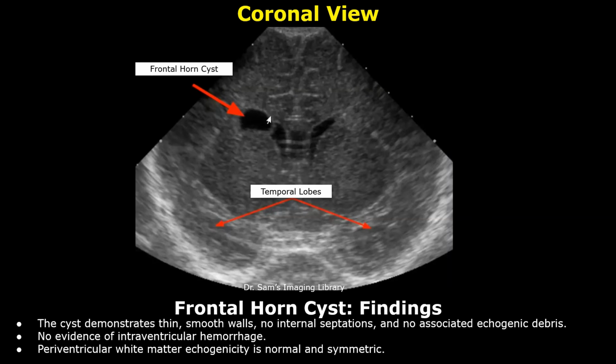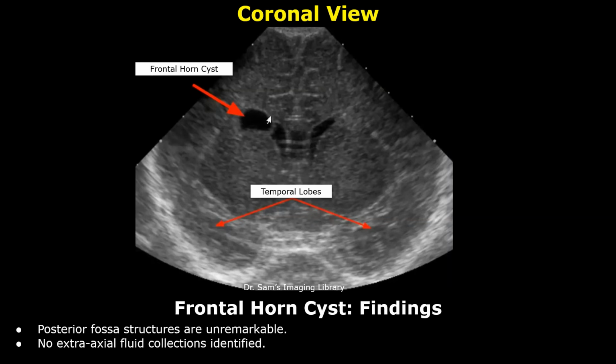The cyst demonstrates thin, smooth walls, no internal septations, and no associated echogenic debris. No evidence of intraventricular hemorrhage. Periventricular white matter echogenicity is normal and symmetric. Posterior fossa structures are unremarkable. No extraaxial fluid collections identified.